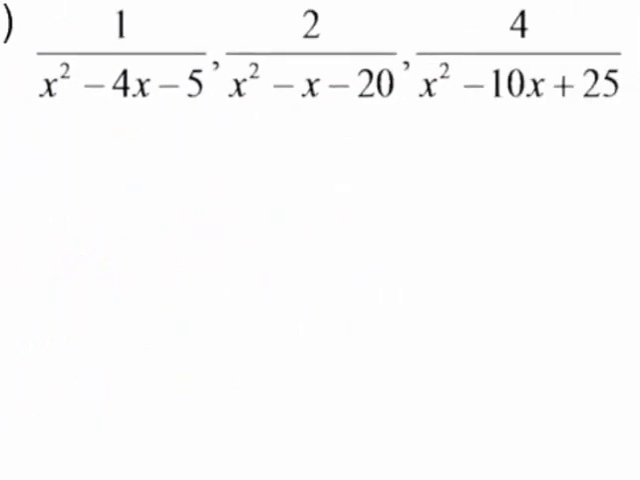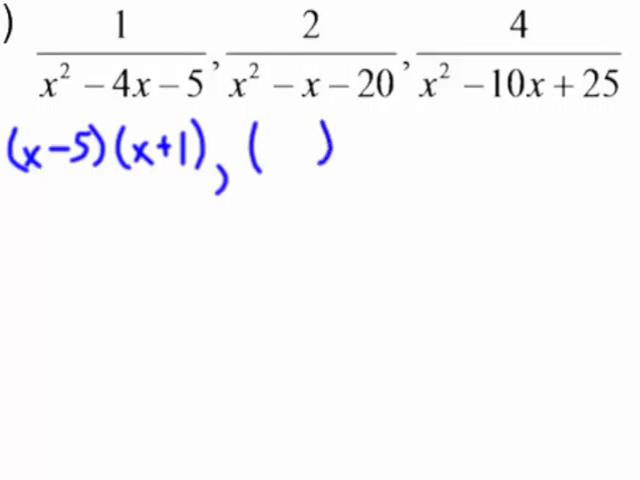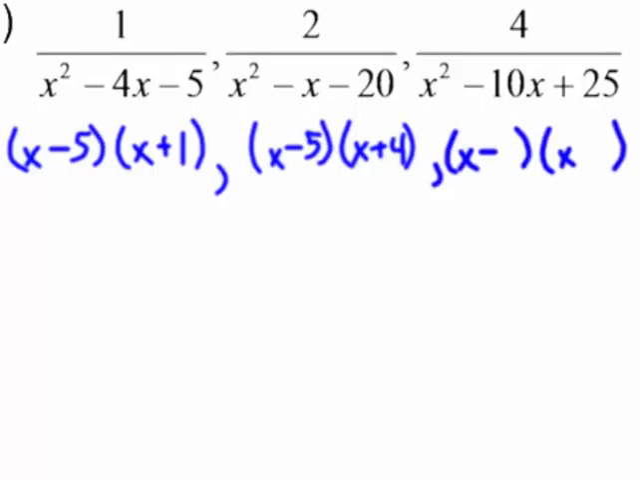So take a few seconds, copy B down here. If I look at B, a lot of things going on. I'm going to factor everything. So, first one, x minus 5, x plus 1. Second one, x minus 5, x plus 4. And the third one, x minus 5, x minus 5.